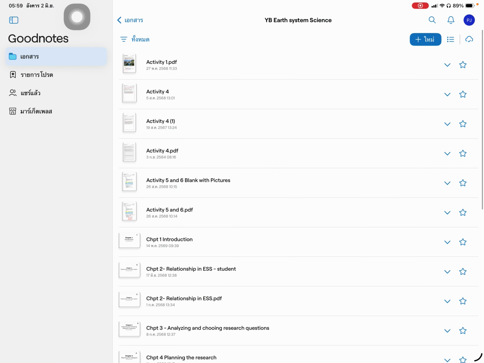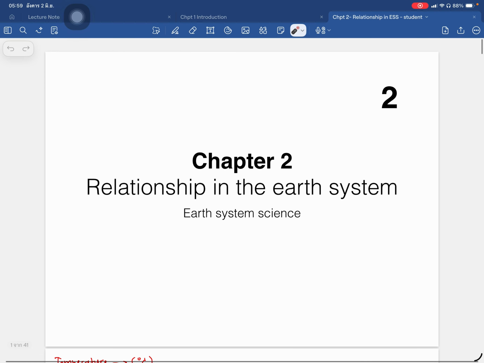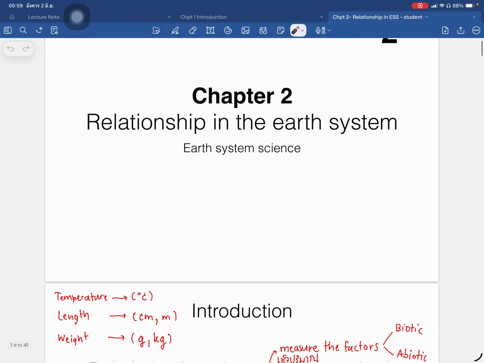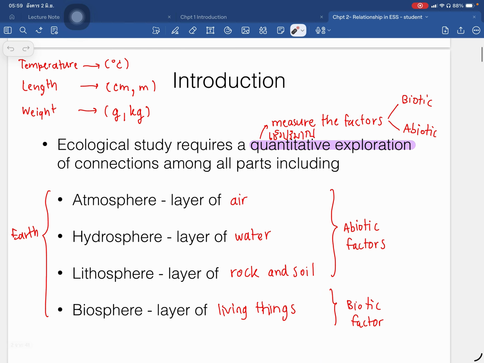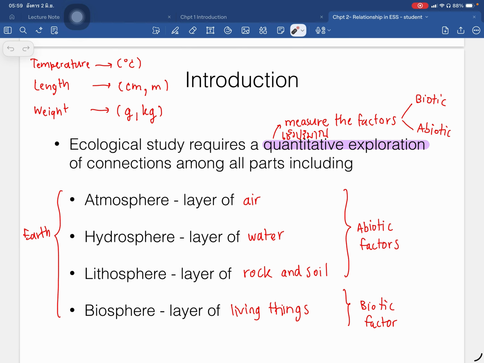So we continue to the next chapter, chapter 2. Chapter 2 talks about the relationships in the Earth systems. For the introduction, ecological study requires quantitative exploration. The word quantitative exploration means measurement by using numbers. We can use this concept in both biotic and abiotic factors.